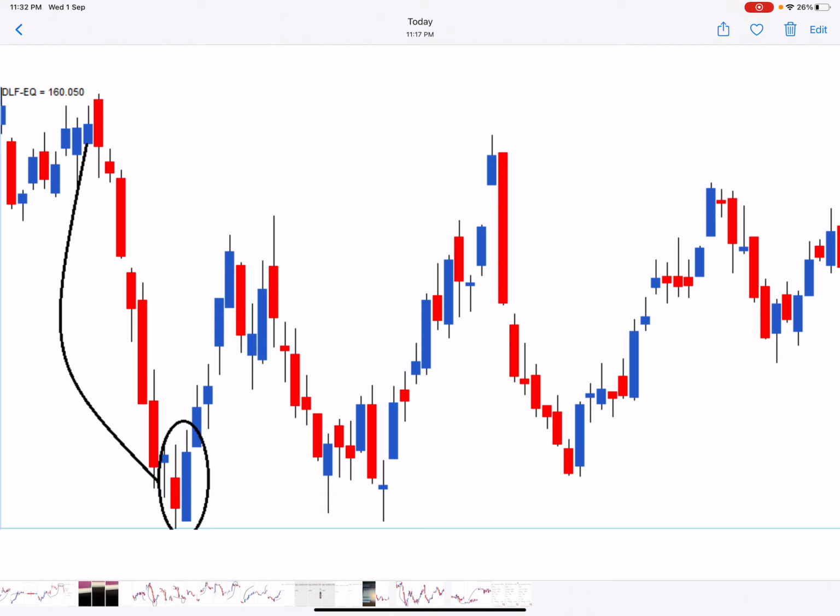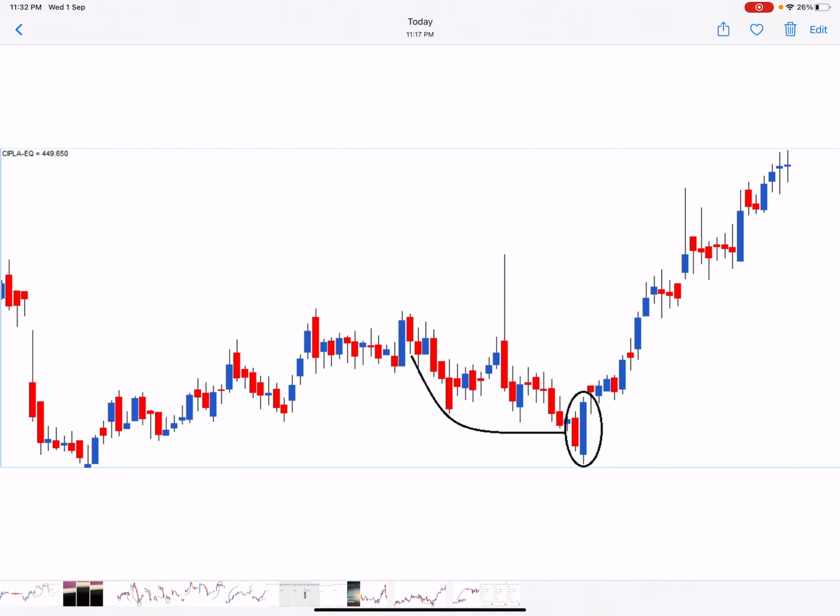Here is another example of a perfect bullish engulfing pattern on Cipla Limited. The risk averse trader would have completely missed the great trading opportunity.